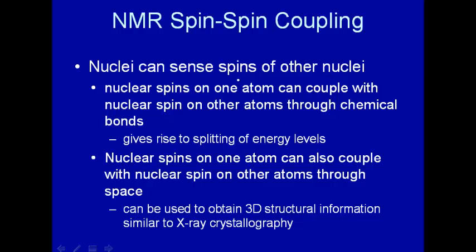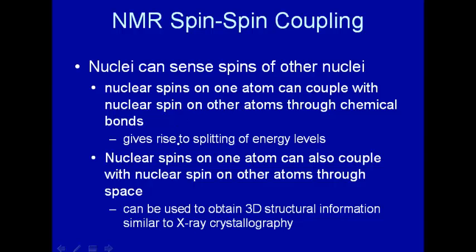This is very similar to when we talked about electron spin resonance. Unpaired electrons in a molecule can visit other nuclei and sense their spin. Here we're talking not about the electron spin, but the nuclear spin, and the nuclear spin can sense the spins of other nuclei. In general, there are two ways one can do that. One is you go through the chemical bonds. So a nucleus will somehow communicate with another nucleus through chemical bonds and sense the spin.